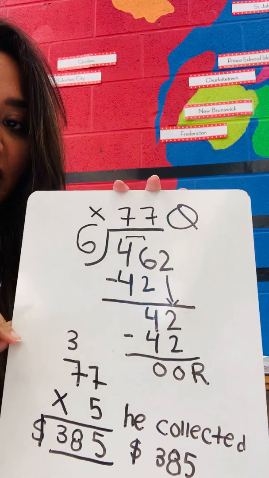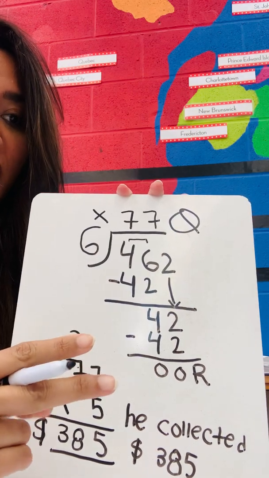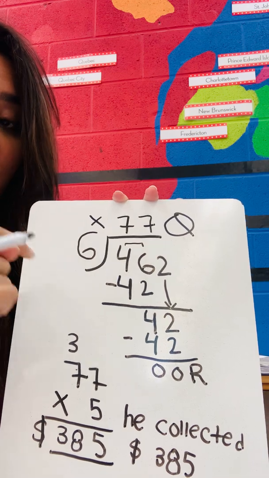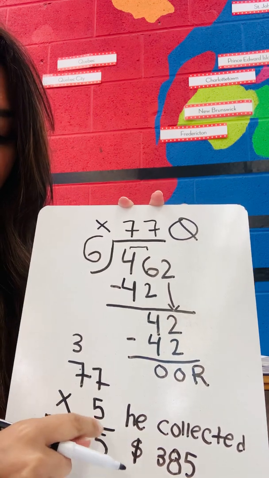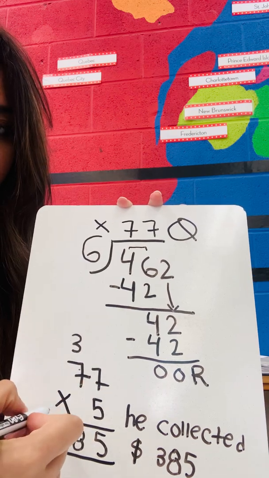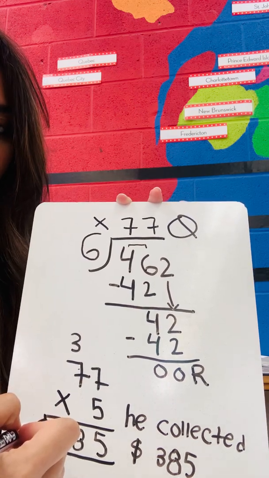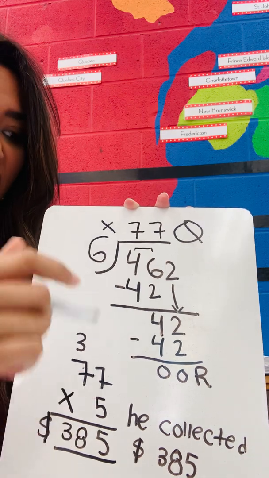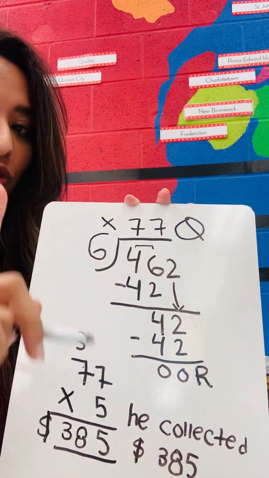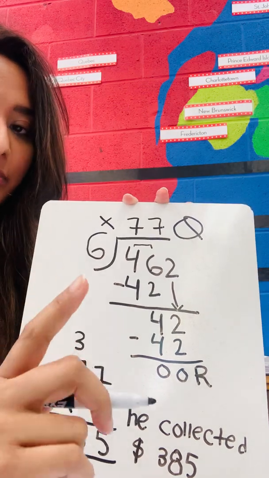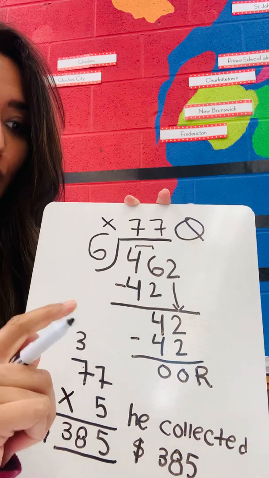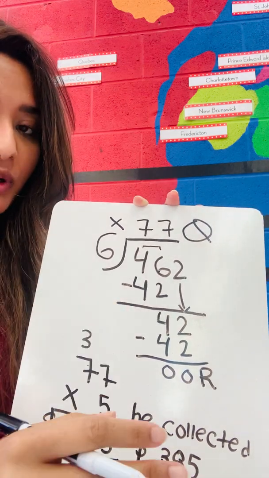Does that make sense? So it was a two-part problem. We first had to find out how many bunches. And then we had to find out, well, if one bunch is $5, 77 would be more. And for that, we used multiplication. So did you see how in our first question, the one about heartbeats, we only had a one-step problem? We simply multiplied. Now we have a two-step problem. So we divided and then we multiplied.